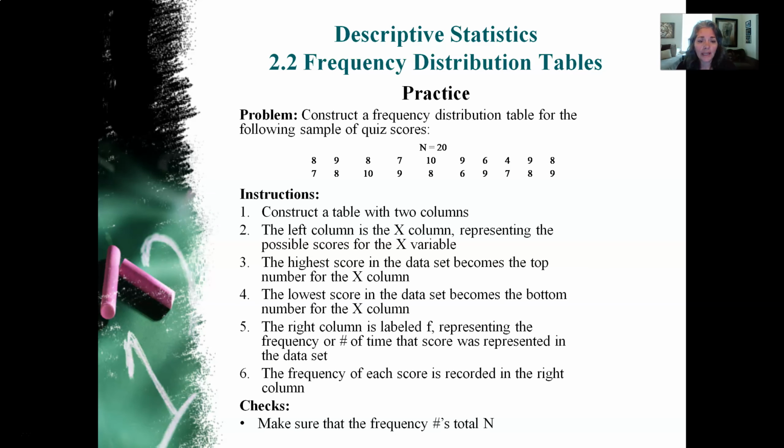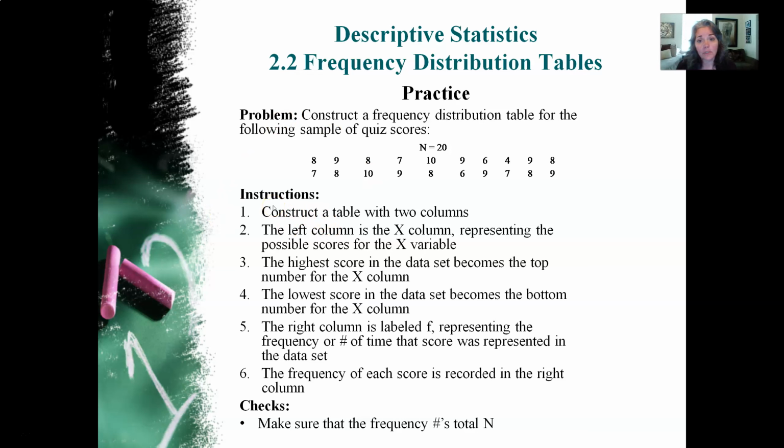When we're looking at a frequency table, the best way to do it is really to practice. So I'm going to let you practice. Here is a set of 20 scores. These are quiz scores, and you can see our lowest score is 4 and our highest score is 10. So the data points range from 4 to 10. Then you're going to count up how many individuals scored each of these particular data points.